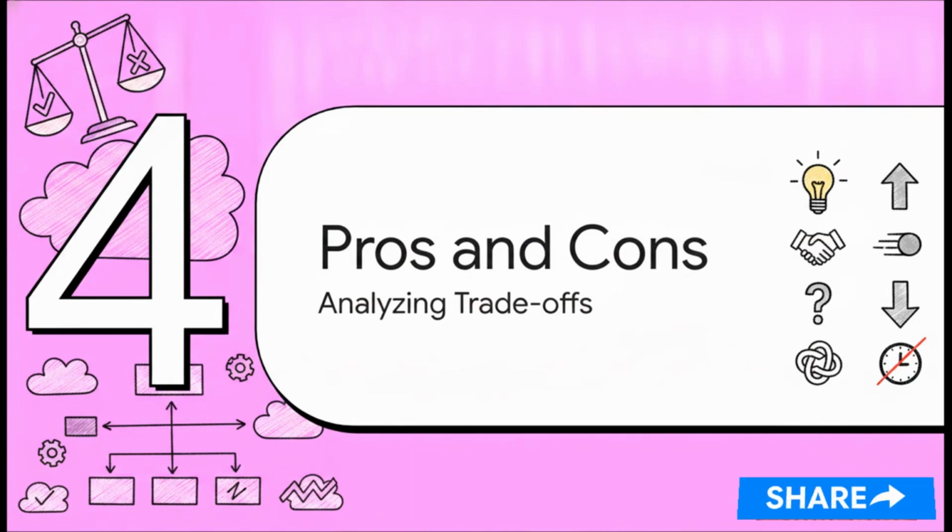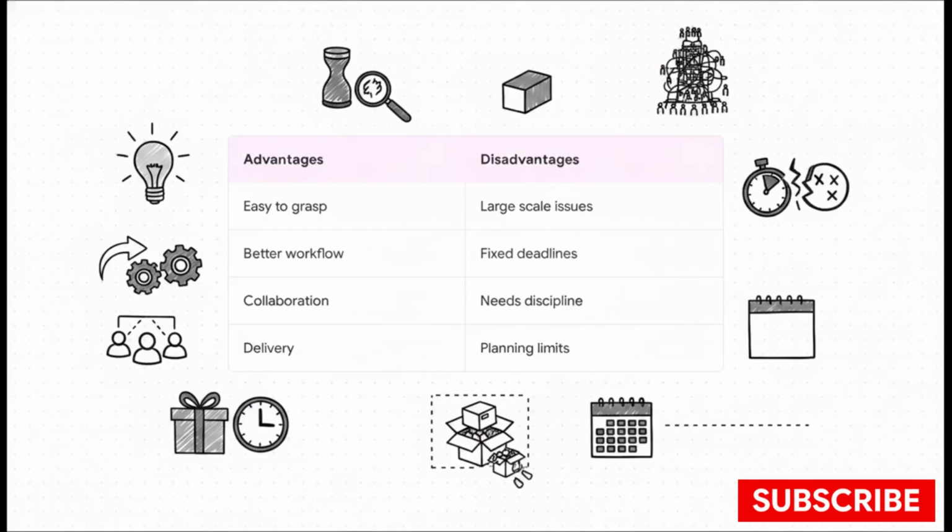On to Section 4, Advantages and Disadvantages. Let's lay out the trade-offs so you know exactly when to use this tool. Objectively speaking, Kanban is incredibly easy to grasp. It improves collaboration and it brilliantly highlights those pesky bottlenecks, which drives continuous delivery. But there is a catch. Because it relies on continuous flow rather than strict timelines, it kind of struggles with rigid, fixed deadlines and long-term planning. And above all else, it requires immense discipline. Seriously, if you ignore your WIP limits, your pristine board will instantly turn into an overloaded nightmare.